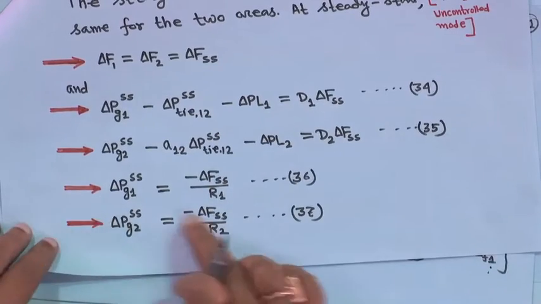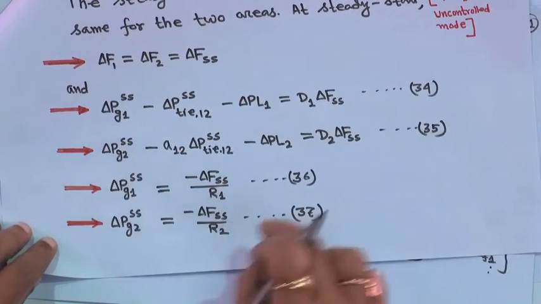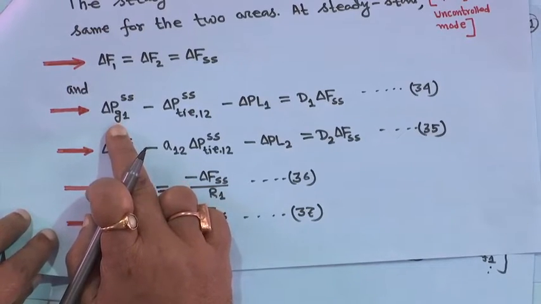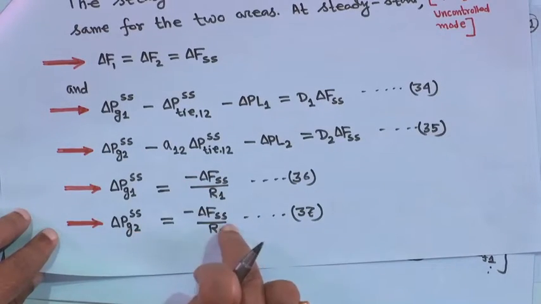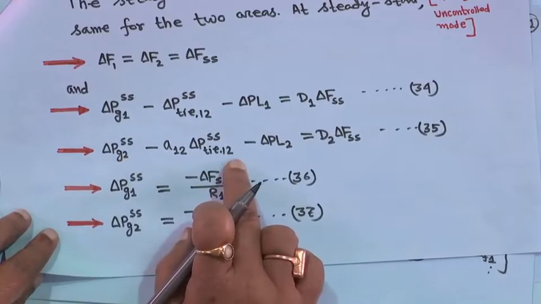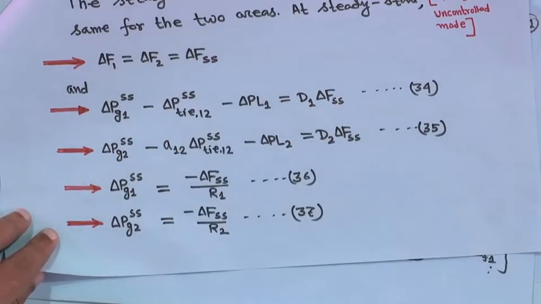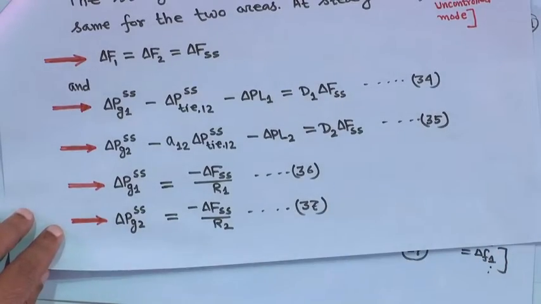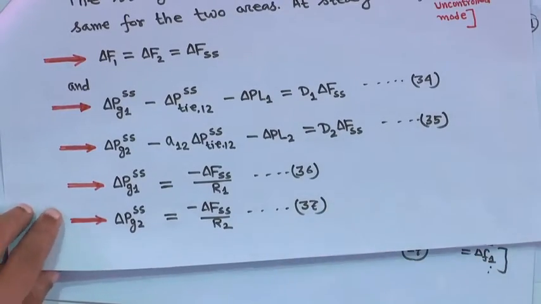right. So, I am not showing it here, it is understandable. Delta Pg1SS you put it here, and make one equation, and here also delta Pg2SS you put here, make this another equation and solve this. Because it is a linear equation solving, there is no need to do it here, you will be able to do it.